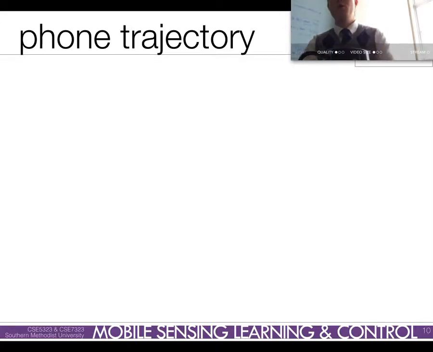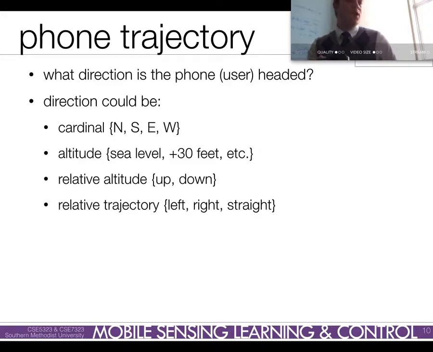Okay, so essentially what we want here is the phone trajectory, okay? Let's say we were doing step counting, or we want to get the trajectory of the phone based on the accelerometer. There's lots of different types of trajectory that you could do. If you're interested in what direction the phone or user is headed, direction could be a cardinal direction, which is north, south, east, and west. It could be the altitude of someone, right? So whether they're at sea level, plus 30 feet, which way they're headed. It could be relative altitude, whether or not they're just moving up or down. Or relative trajectory, so left, right, straight.